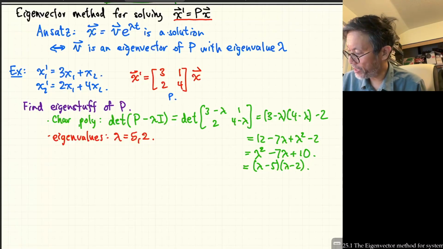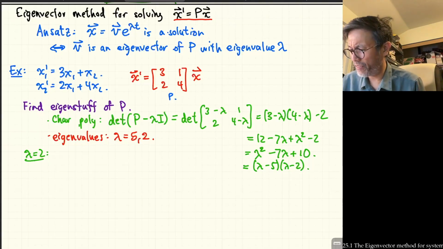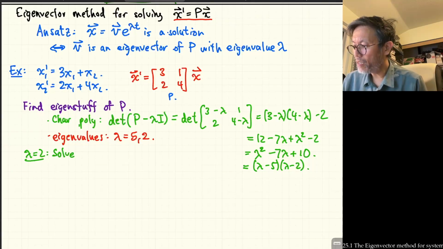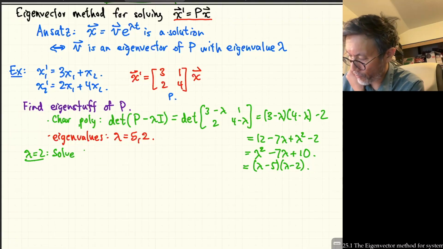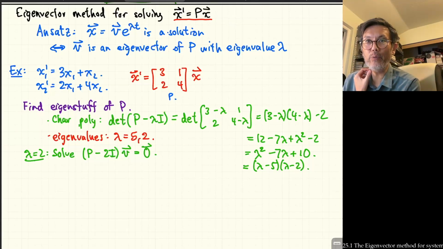So we'll start with lambda equal to 2. I'll do this in green. Lambda is equal to 2. Let's do that one. I don't know why I did 2 first, whatever, it doesn't matter. So what I want to solve is the equation P minus 2 times the identity times v equals 0. Okay, why 2 times the identity? Because lambda is equal to 2. That's the assumption that we're working under.